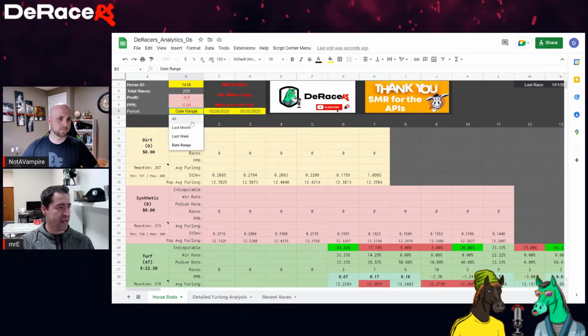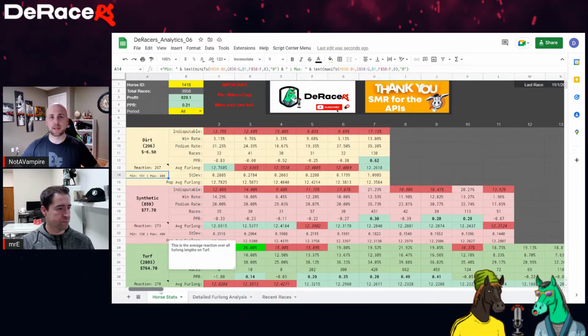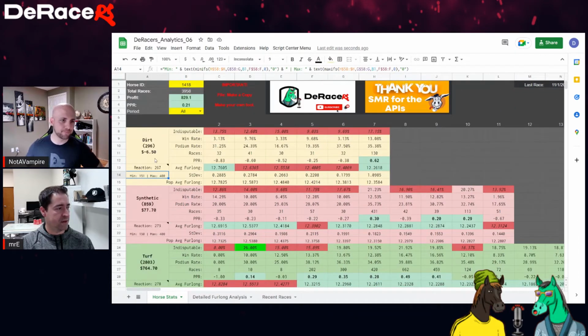Another thing that we just added in is that the standard deviation now divides by the furlong count, so you're actually able to see the standard deviation on that particular distance. Correct, right? Yep. We also have the min and max reaction for each of the surfaces. And in the far top right, it also lets you know when the last data update from SMR was. There are a couple of different time zones if you're curious to see how recent the last race was pulled. That's right. Okay. All right.